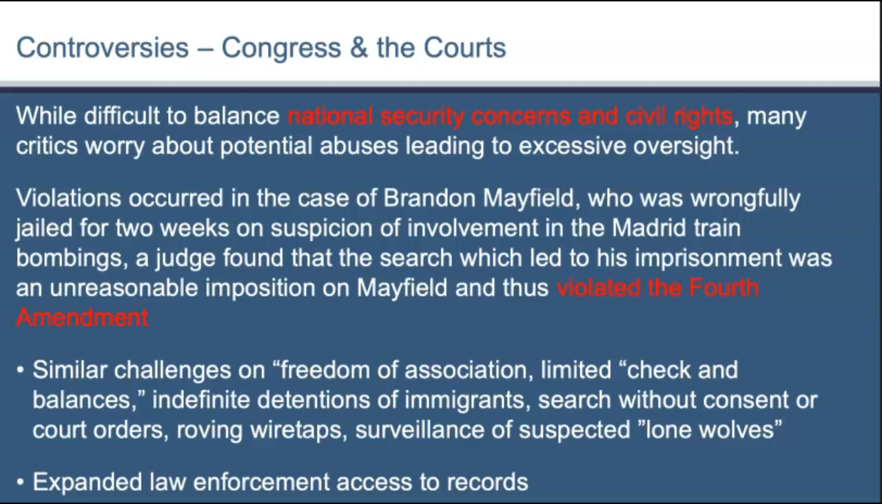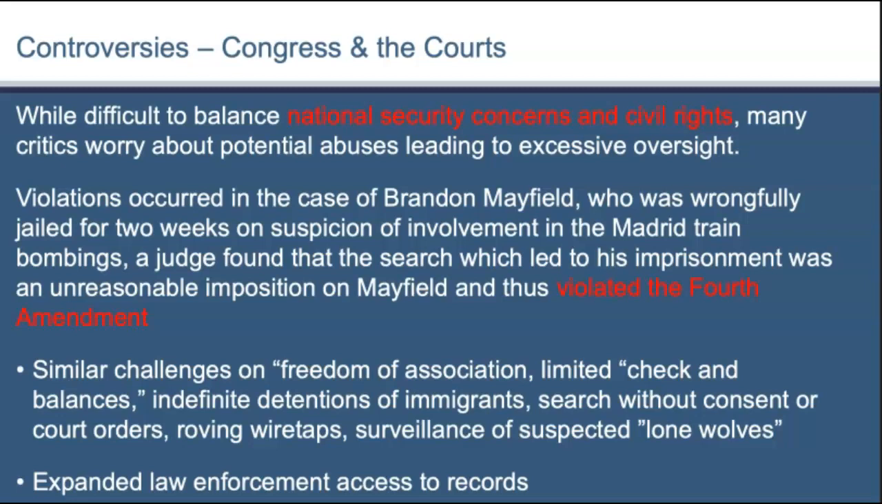difficulty balancing national security concerns and civil rights. Many critics worried about potential abuses leading to excessive oversight of our behavior. And so one specific case that we will see a video clip of shortly occurred in the case of Brandon Mayfield, who was wrongfully jailed for 2 weeks on suspicion of involvement in the Madrid train bombings. Later, a judge found that the search which led to his imprisonment was an unreasonable imposition on Mayfield and thus violated the Fourth Amendment. So when we get into violations of civil rights, usually the Fourth Amendment is called into play because it governs searches and seizures, as those of you who have studied criminal justice law understand.